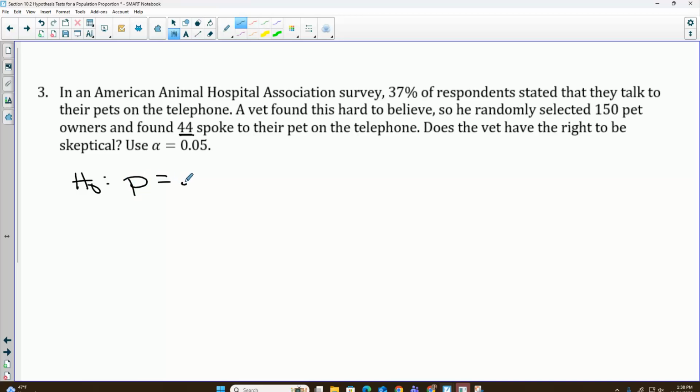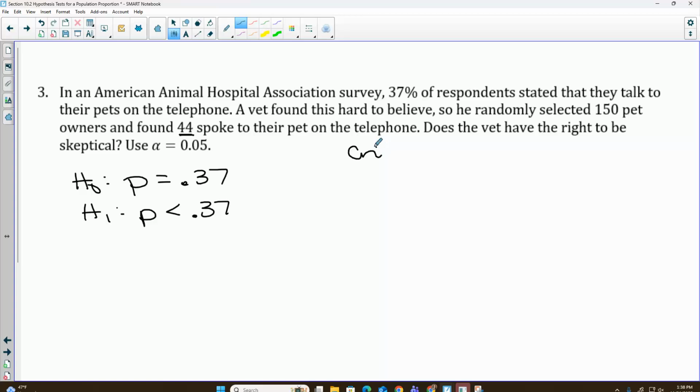P is 0.37. Okay, what's my alternative? P is not equal. Yeah, this could have been phrased a little bit better. If he didn't really believe that this was true, I think that would be because he thought it should be lower, but I probably should have stated that better in the problem. So I was really looking at less than 0.37, but I should probably make that more clear in the problem.